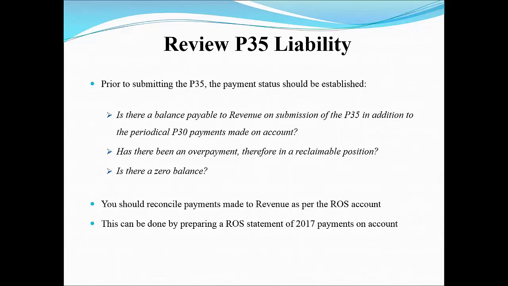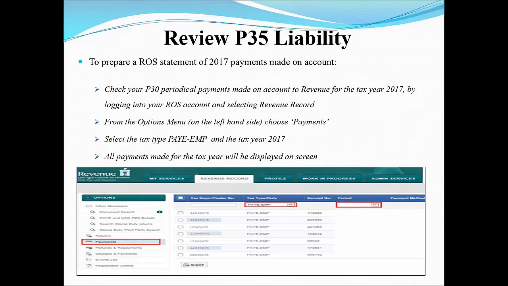So you should reconcile payments made to Revenue as per the ROS account, and this can be done by preparing a ROS statement of 2017 payments on account. Okay, so to prepare a ROS statement of 2017 payments that you've made on account, you can check your P30 periodical payments made on account to Revenue for the tax year 2017 by logging into the ROS account and selecting Revenue Record. So on the options menu on the left-hand side, select Payments, and then for the tax type, select PAYEMP, and just ensure that the tax year is 2017.